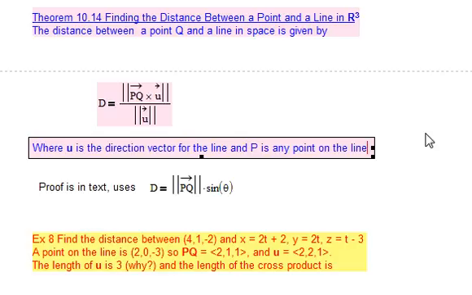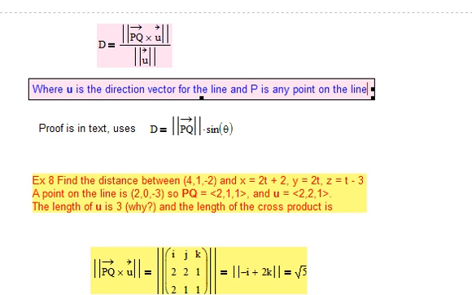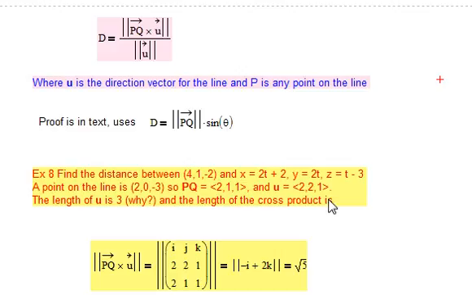So how do we find such a distance? Well, the proof, by the way, is in the book. I'm not going to regurgitate it here, but you can read it. It should be pretty easy to read. Find the distance between this point, 4, 1, negative 2, and the line given parametrically, x equals 2t plus 2, y equals 2t, z equals t minus 3. So how do we do that?